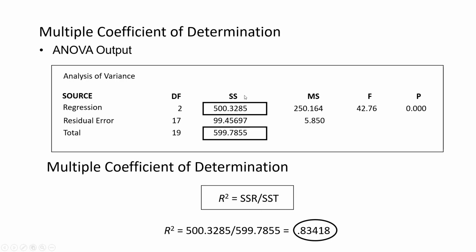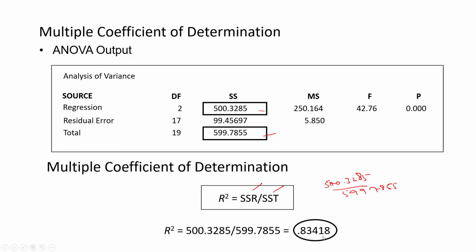If you want to calculate it from the ANOVA table, you can also do that. This is called the regression sum of squares, and this is called the total sum of squares. We have already discussed the sum of squares in hypothesis testing. In this case, the regression sum of squares is 500.3285, divided by the total sum of squares, which is 599.7855. When you simplify it, it gives you 0.8341.